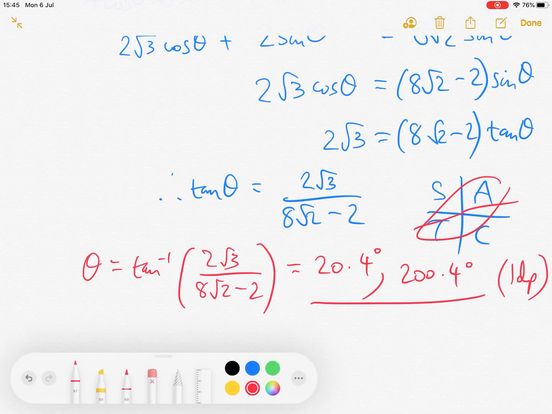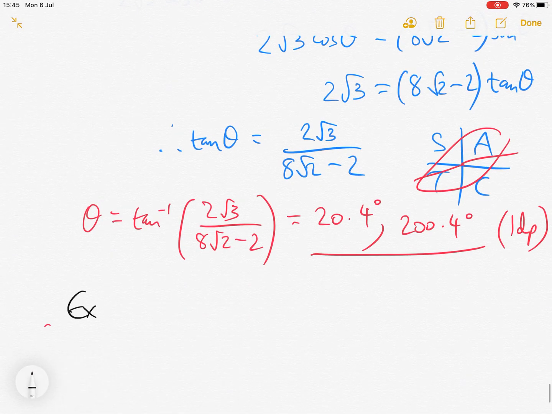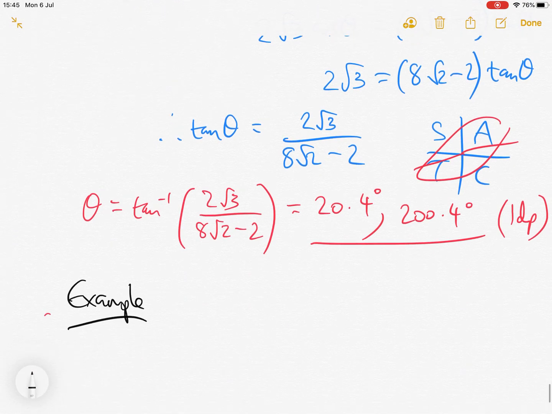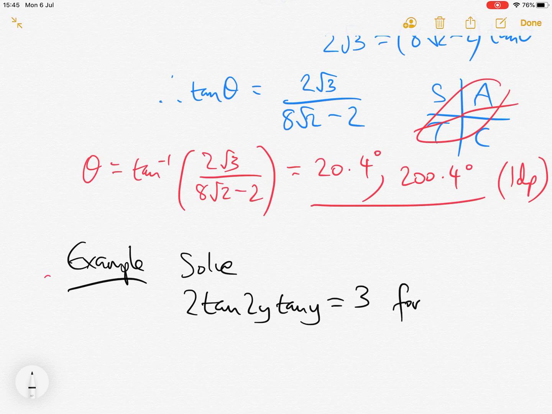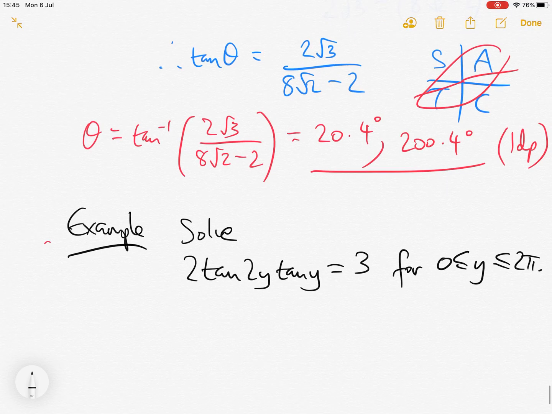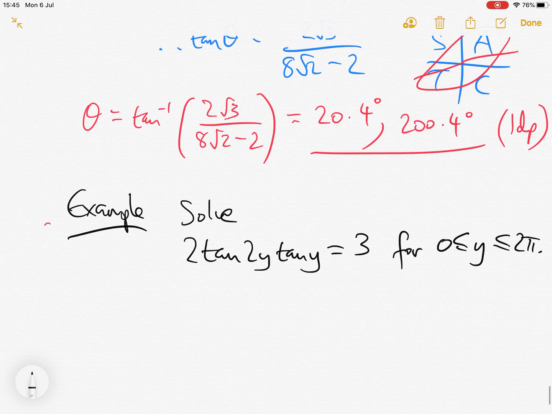Okay, so let's see another example then. So this time we're asked to solve 2 tan 2y tan y equals 3 for y between 0 and 2 pi. And let's say, give answers to 2 decimal places.